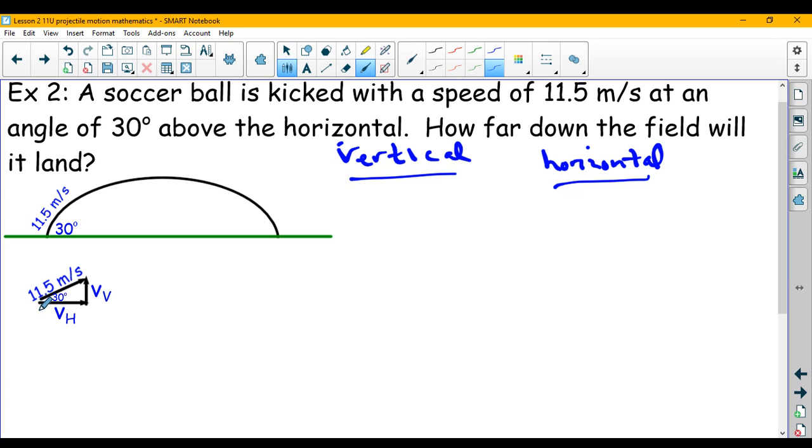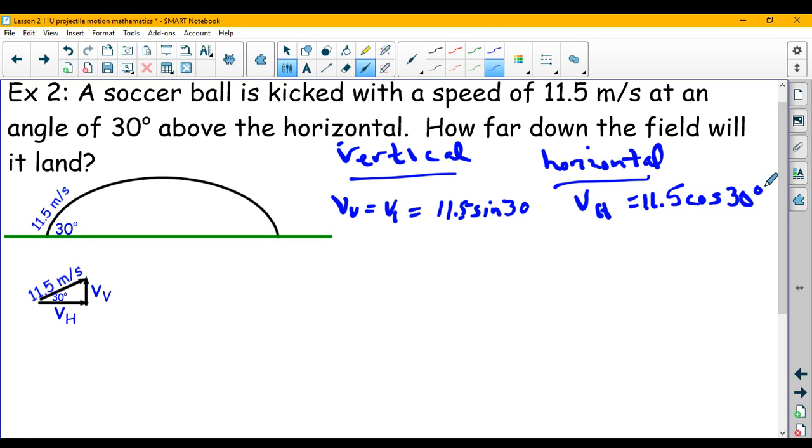You will notice the vertical is across from the angle, which means to find the vertical velocity, I need to use sine. So the vertical velocity, or v1 in this case, because it's the starting velocity, is going to be 11.5 times the sine of 30 degrees. So there we go. And then the horizontal, you'll notice, is beside or cozy with the angle, which is the hint that for it, I'm going to use cos, so 11.5 times the cos of 30 degrees. So I'm going to put these in my calculator and get values for them.